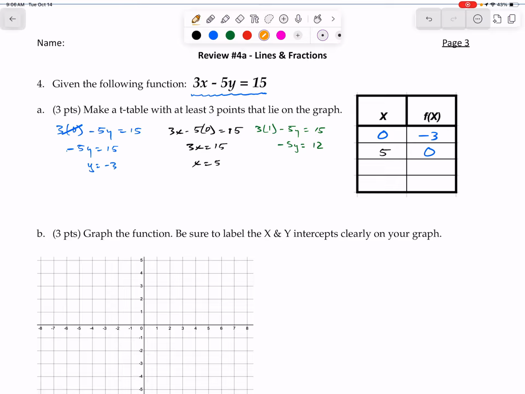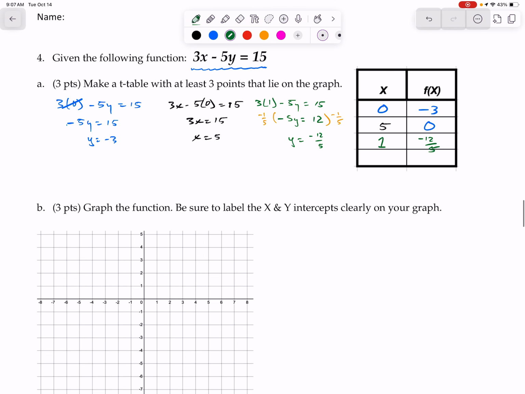And then multiply both sides by negative 1/5, and I get y equals negative 12/5. So when x is 1, y is negative 12/5. So I got my 3 points there.